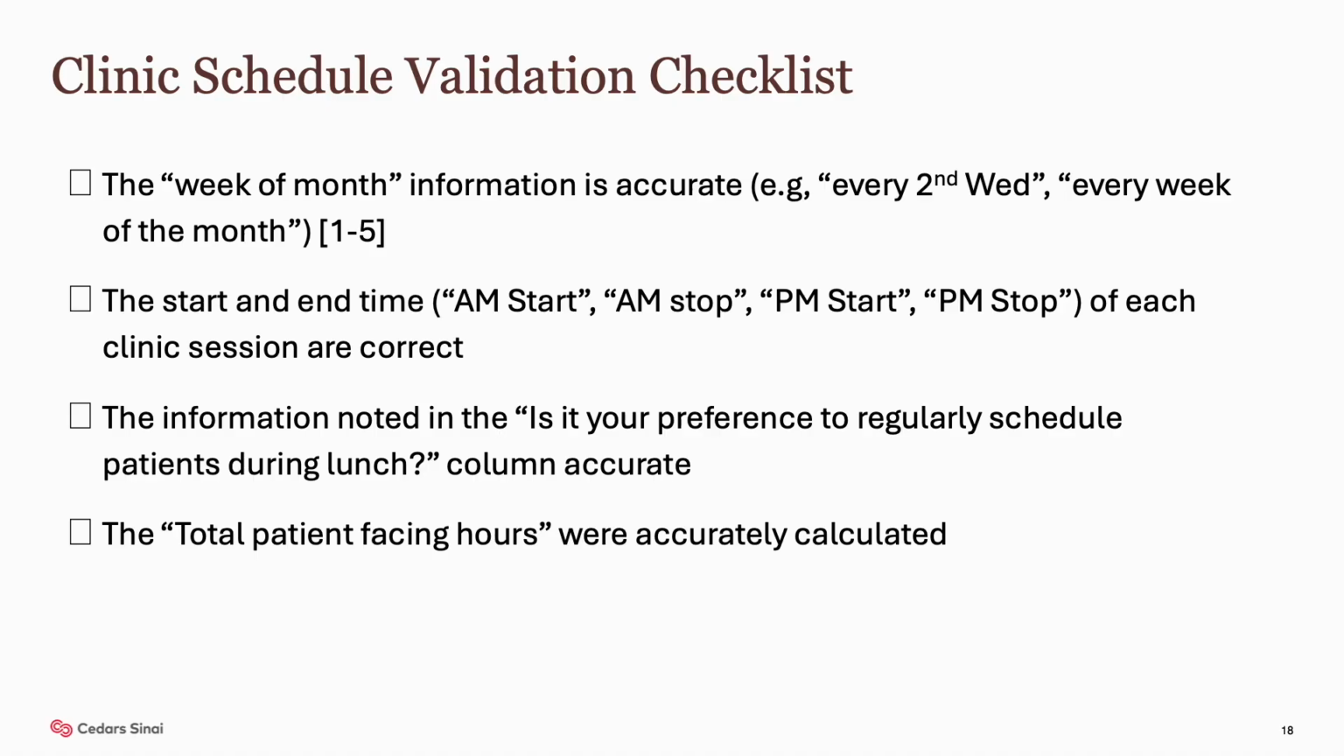As operation leaders, you'll need to validate the filled out clinic schedule sections provided to you, or if you're filling it out yourself, you want to make sure it's filled out correctly. So here's a validation checklist that will help ensure it's correctly filled out. The first one is the week of month information is accurate. The start and end times of each clinic session are correct. The information noted in the "Is it your preference to regularly schedule patients during lunch?" column is accurate, and the total patient-facing hours were accurately calculated.